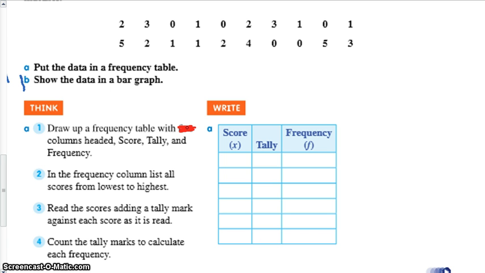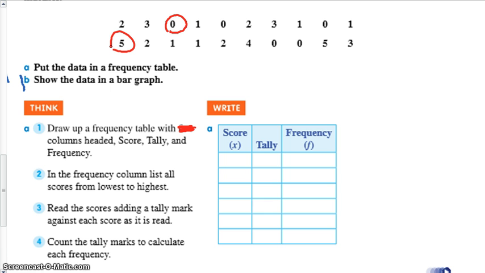Now, they've already given you 6 rows. Now, normally with data, they won't give you how many you've got to do. You've got to work it out. How did they work it out? Have a look at the data. What do we got? What's the lowest? Yeah, 0. Lowest is a 0, highest is a 5. So we'll go 0, 1, 2, 3, 4, 5.